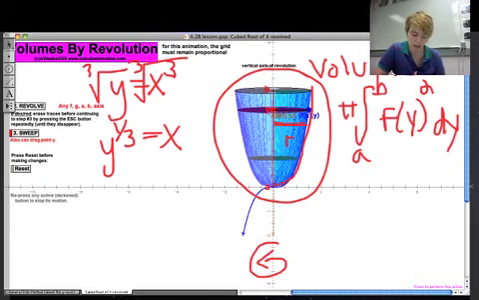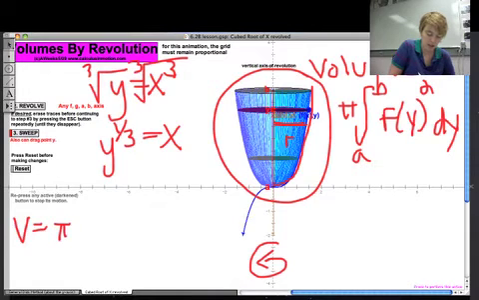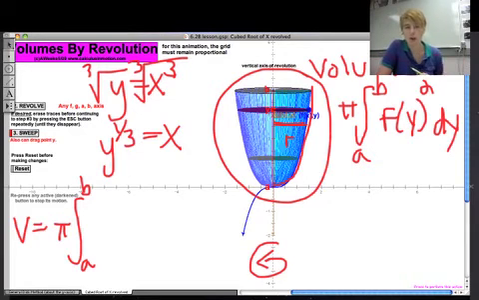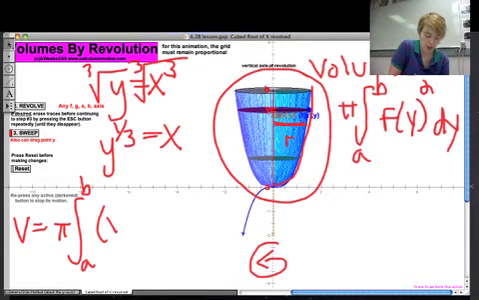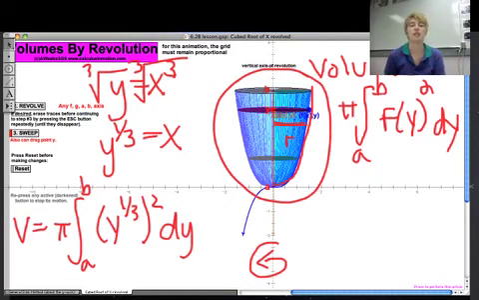So the integral setup here is going to be volume equals pi integral a to b. A and b will be any numbers that we choose for a problem. And then my radius is going to be y to the 1/3 power squared, radius squared, times dy, the infinitely small thickness. And so that's our formula. And if I have numbers for a and b, if I decide I want to find the volume from 0 to 7, 0 to 10, whatever numbers I pick, I'll put those into my bounds and I'll solve my integral, just like I would any other integral.